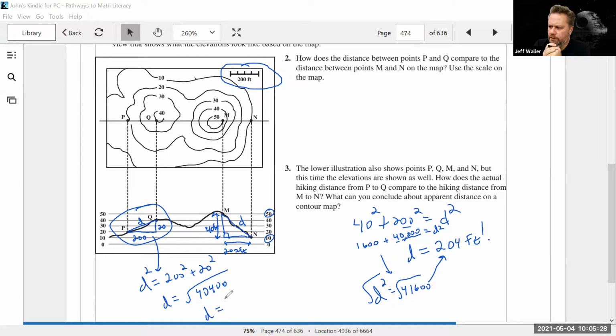Does anyone have that answer yet? Is it like 201? Yeah, 201. So it's only different by 3 feet. It's kind of neat. Anyway, so you'd have to go a lot further to see the difference. This is not really that far, so it kind of makes sense. All right.